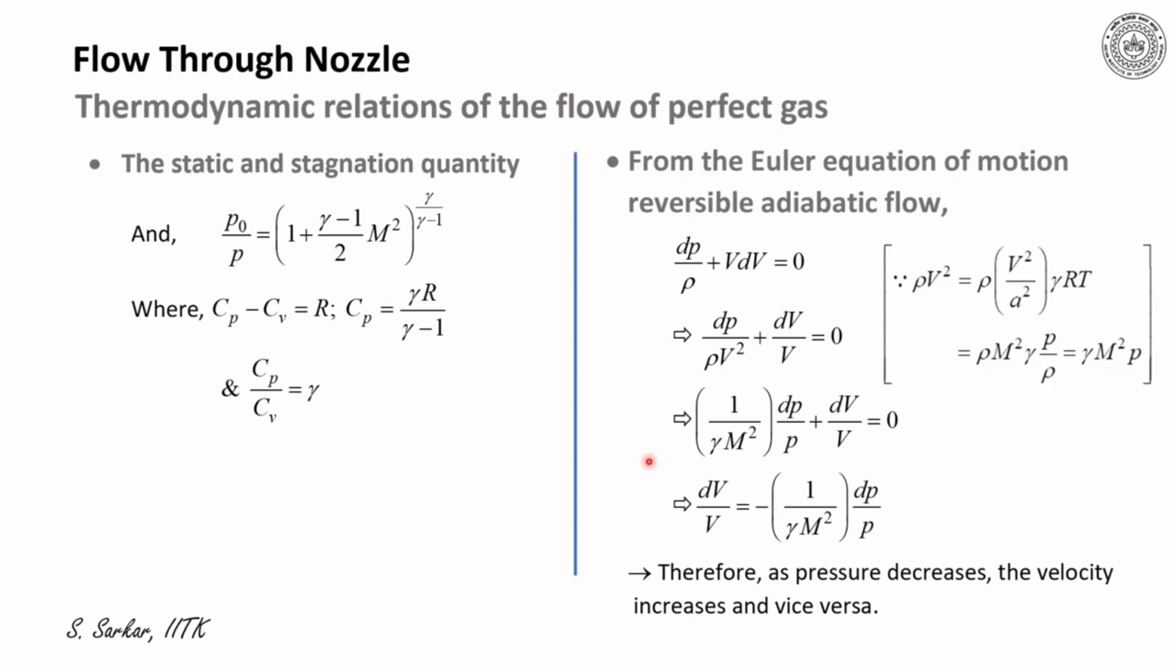Thus, this equation becomes 1 divided by gamma M squared into dP by P plus dV by V is equal to 0. Thus, I can put the Euler equation in the form dV by V is equal to minus, within bracket, 1 by gamma M squared into dP by P. Now M squared is always positive. Therefore, as pressure decreases, the velocity would increase and vice versa.